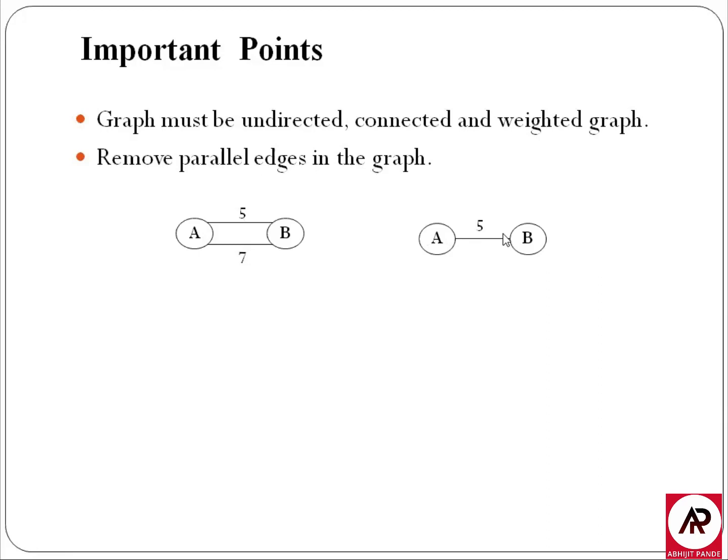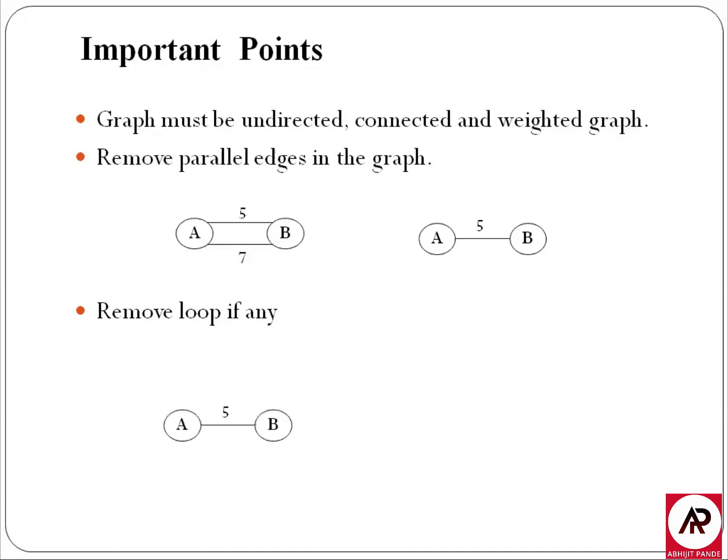The third important point is that if our graph consists of a loop, then we have to remove that loop. Now what exactly does a loop mean? If for a particular edge the starting vertex and the ending vertex are the same, then we can say that edge forms a loop. If our graph consists of a loop, then we have to eliminate it.